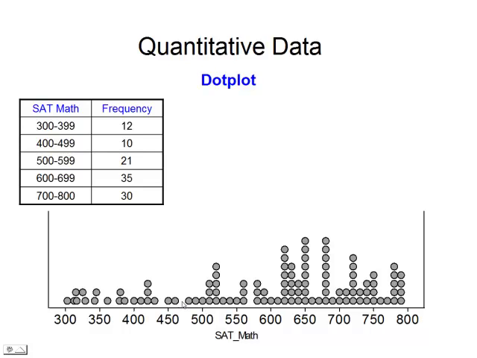Then we have a blank, that means nobody scored a 470. Next one was a 480. Next one's a 490, then we have 500. Notice at, it looks like, 520, we had 5 people that got a 520 on their SAT Math.